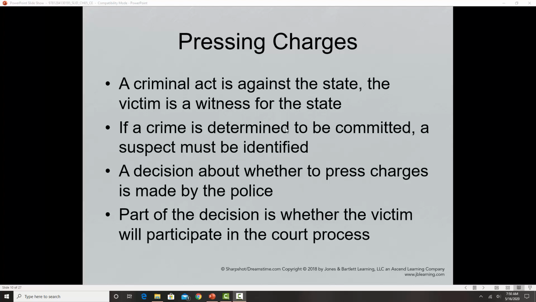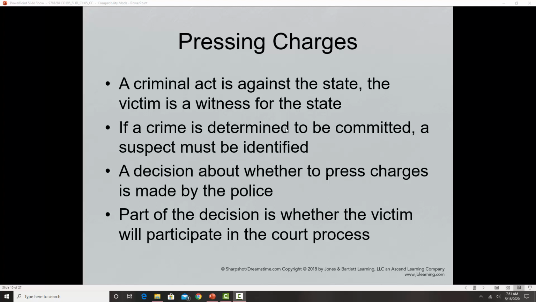If a crime has been determined to be committed, a suspect must be identified. Of course, sometimes we know that when a crime's committed. Sometimes it'll take the police a while to do an investigation to try to find that unknown offender. And then again, it is up to the district attorney to decide if charges are going to be brought against a person that has been arrested by the police, or if they don't have enough evidence. It's really just a matter of looking at the evidence that the police gather and determining whether or not they can move forward with pressing charges, and also deciding what charges will be brought against the offender.